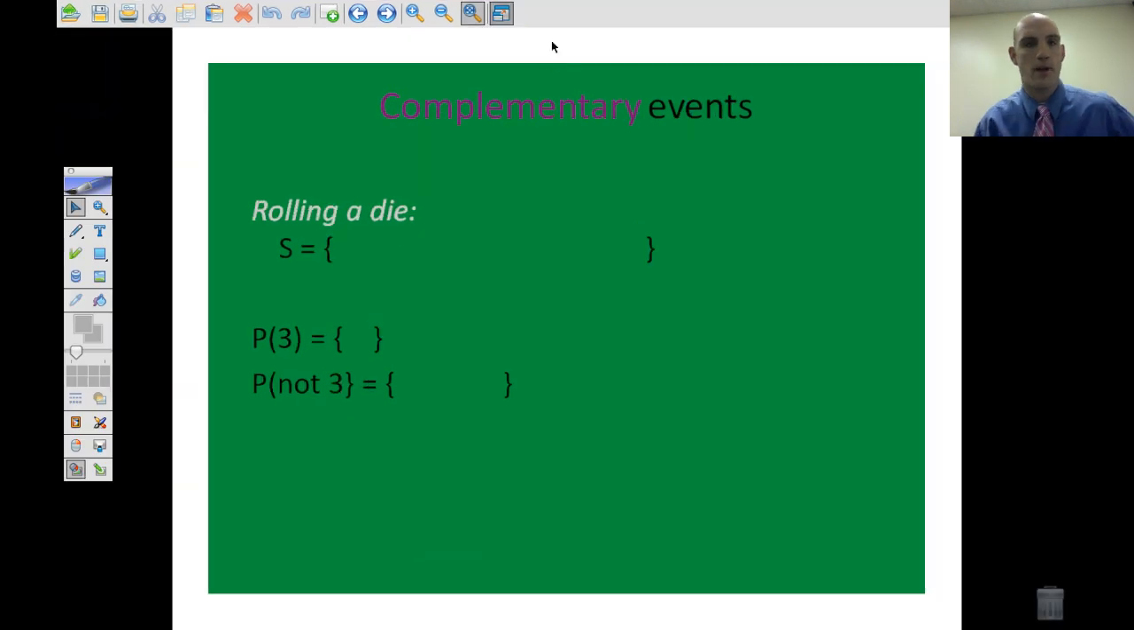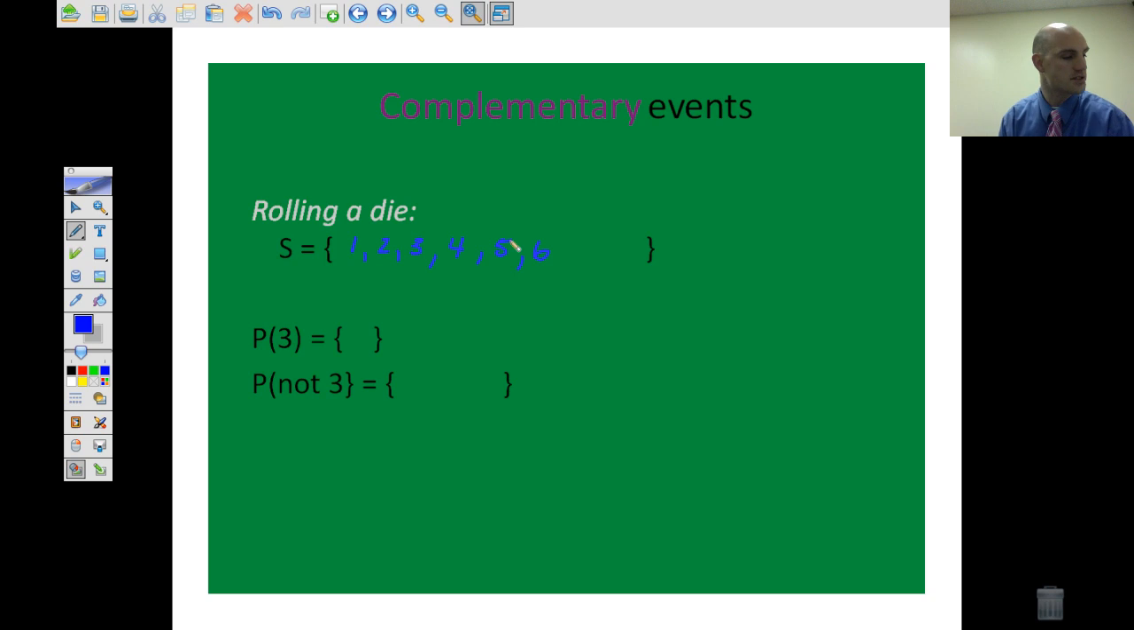Okay, welcome back. Today we're going to be talking about complementary events. When we're talking about complementary events, we're talking about things that could happen in conjunction with something else. If we consider rolling a die, unlike in the introduction, we are just going to consider rolling one. So our sample space for the possible outcomes is going to be 1, 2, 3, 4, 5, or 6.